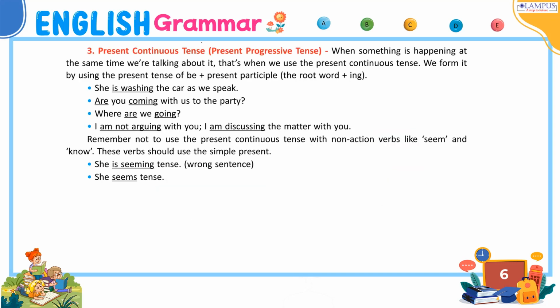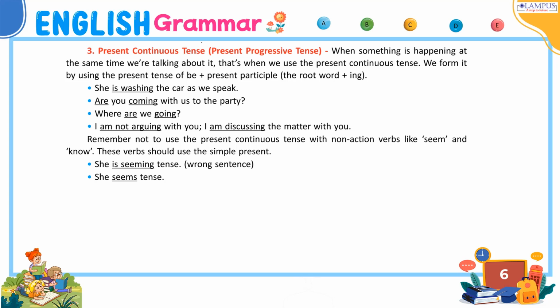3. Present continuous tense, present progressive tense. When something is happening at the same time we're talking about it, that's when we use the present continuous tense. We form it by using the present tense of be plus the present participle, the root word plus ing. She is washing the car as we speak. Are you coming with us to the party? Where are we going? I am not arguing with you. I am discussing the matter with you.